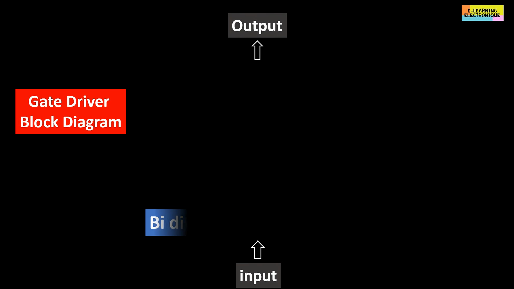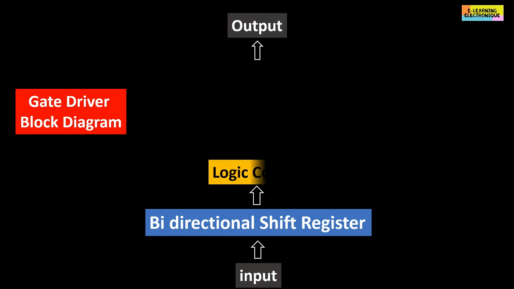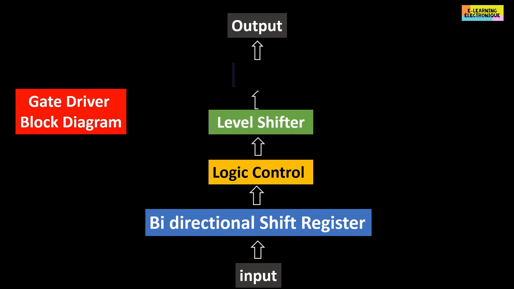Now, we are going to tackle the heart of the matter, namely the internal electronics in a gate driver chip. This chip contains a succession of electronic functions cascaded one after the other. Thus we find a shift register, a logic control, a level shifter, and a buffer.